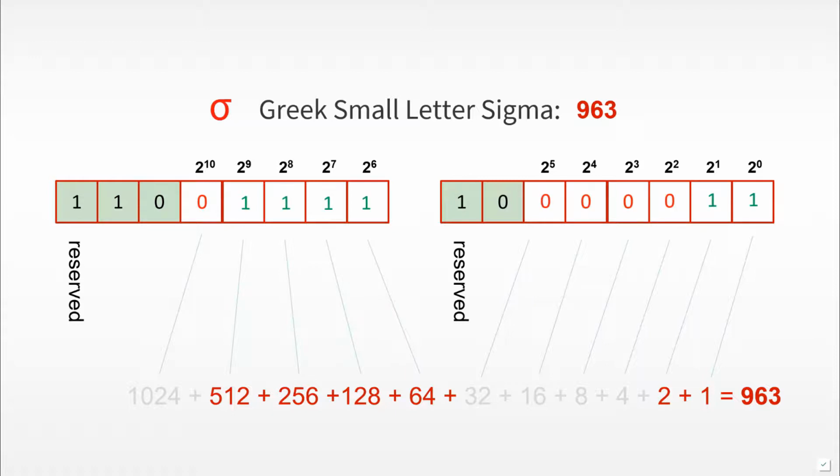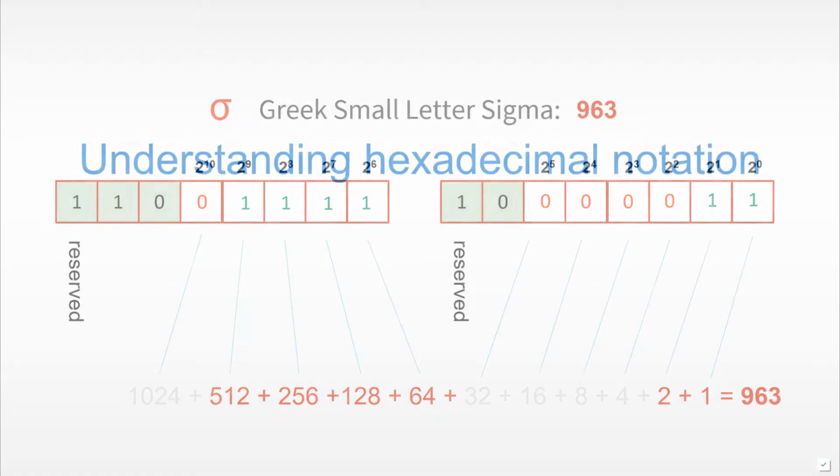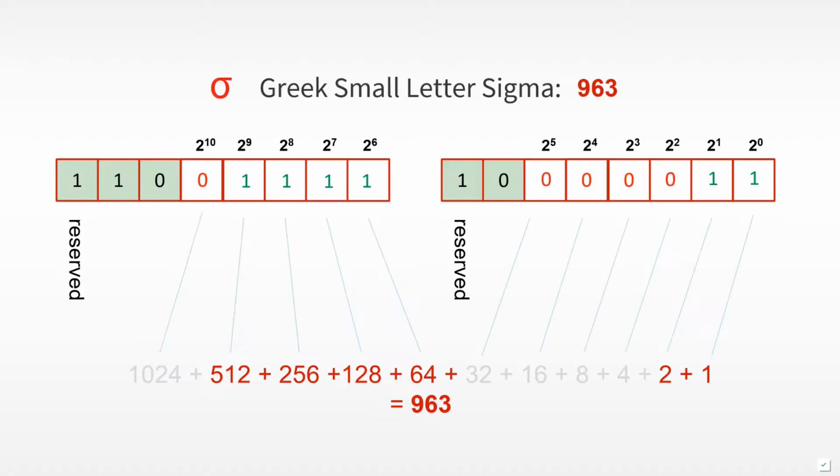So in this case, we would have a 0, we would have 4 ones in the first byte. In the second byte, we would have 4 zeros followed by 2 ones. So this is all we need to do. Let us spend some time trying to understand the hexadecimal notation, which is quite commonly used when we are describing bits and bytes.